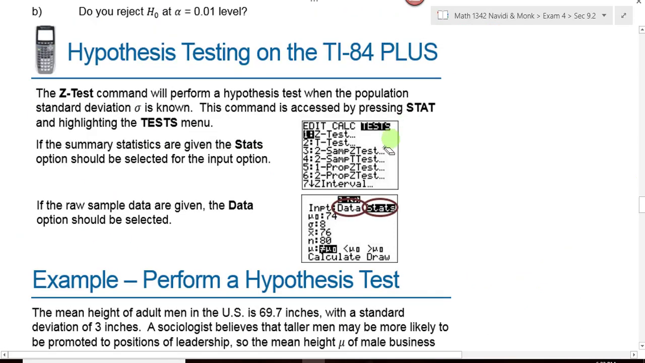How we get to the z-test on our calculator is we hit stat, test, and then it's the first test. We use this test if the population standard deviation is known and we're testing a claim about a mean. We use the t-test if our population standard deviation is unknown, and the one-prop z-test is what we use for proportions.